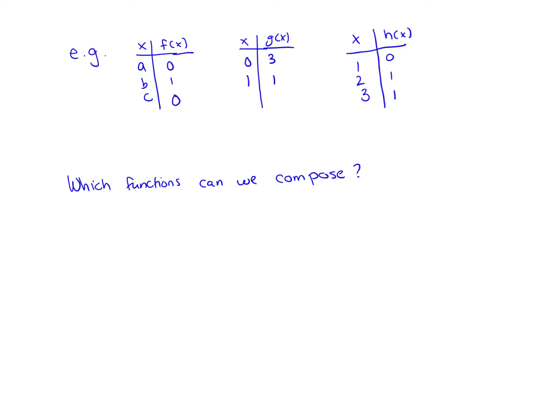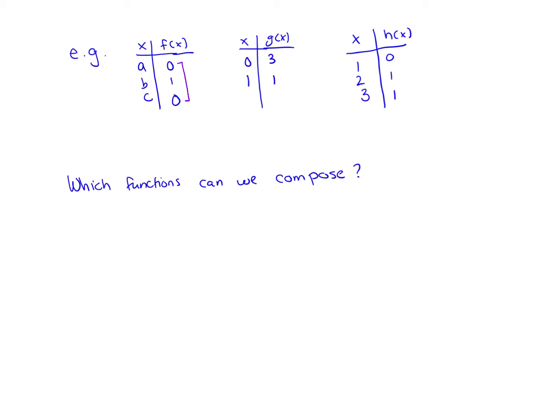Okay, so let's look at one more example here. I've got 3 functions, f, g, and h, and I've given tables for each of those. And I want to know which ones I can compose. So in order to compose functions, I need the codomain of one to equal the domain of the next. And really I just need the range, the outputs, to be a subset of the domain of the next function.